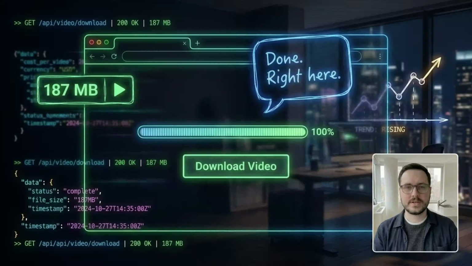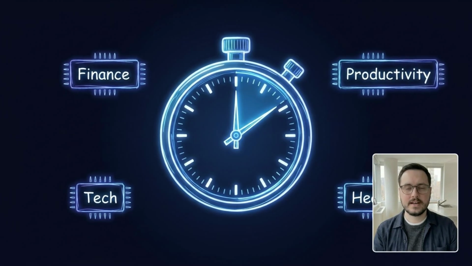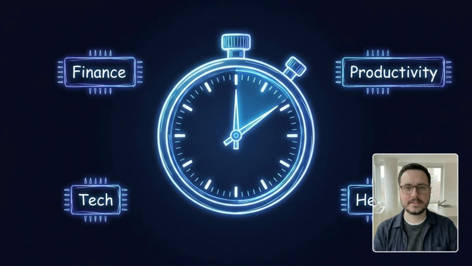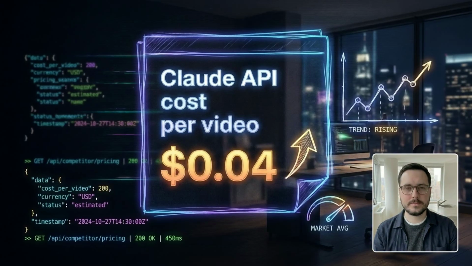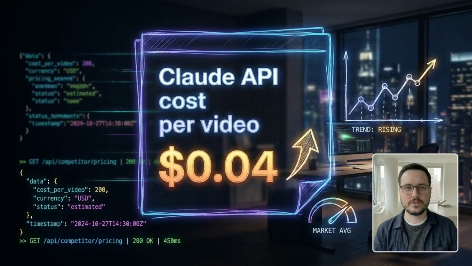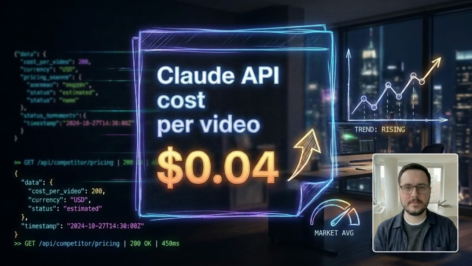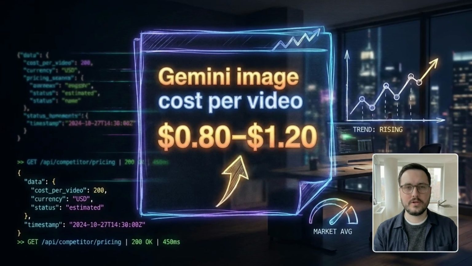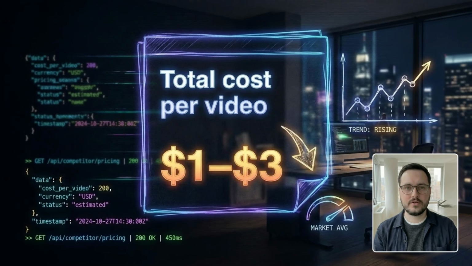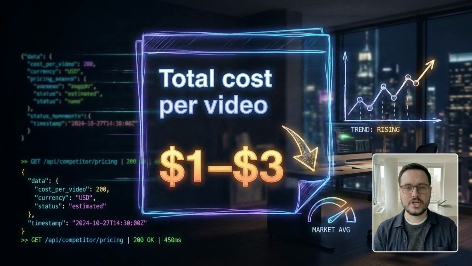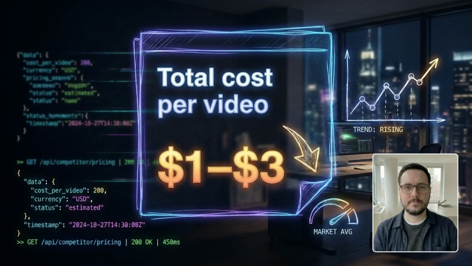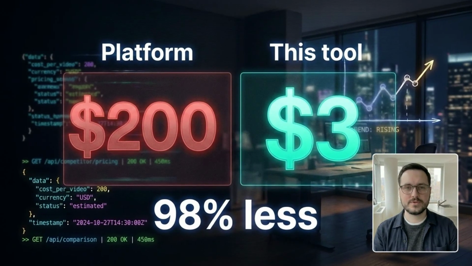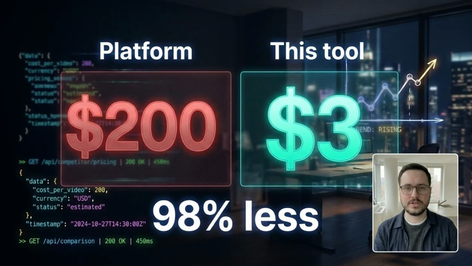The whole process from topic to MP4 is under 10 minutes. I've timed it repeatedly across different niches. 10 minutes is about average. Let's talk about cost. Claude for the script, roughly $0.04 per video. That's not a typo. Gemini image generation for a full 38-beat video runs about $0.80 to $1.20 depending on resolution and retries. Gemini TTS for all the narration beats, about $0.60. Total sits reliably between $1 and $3 depending on retries.